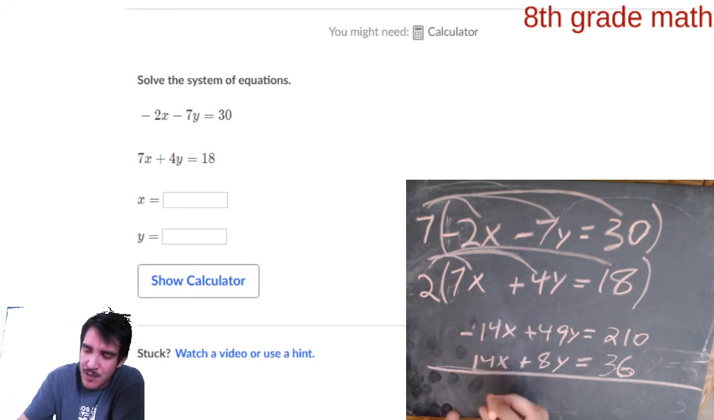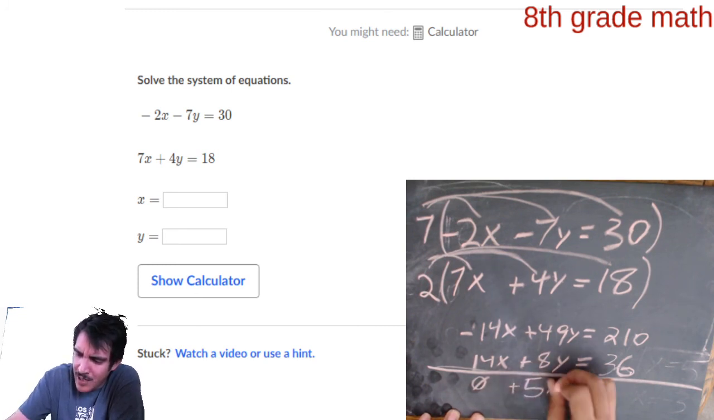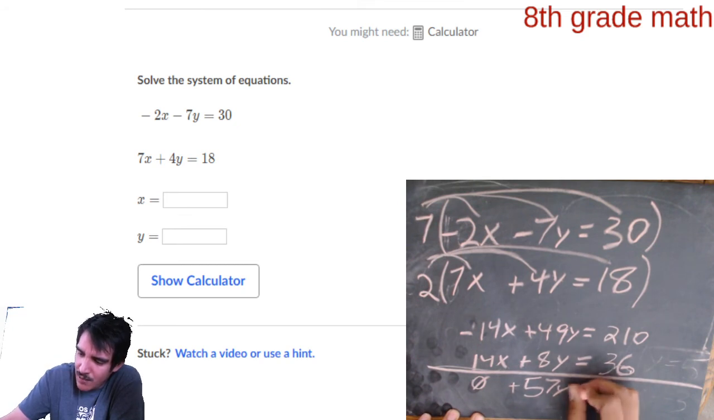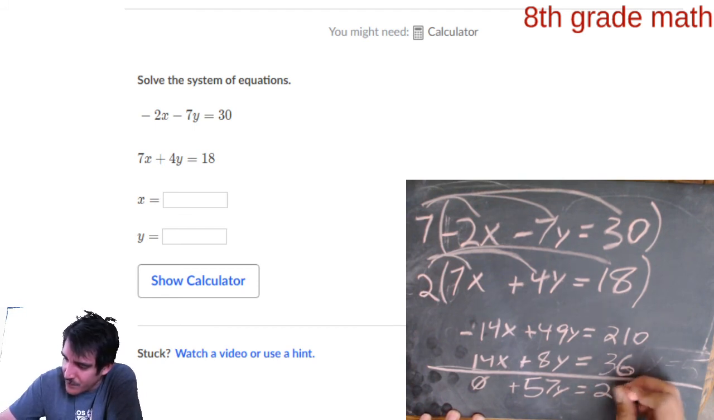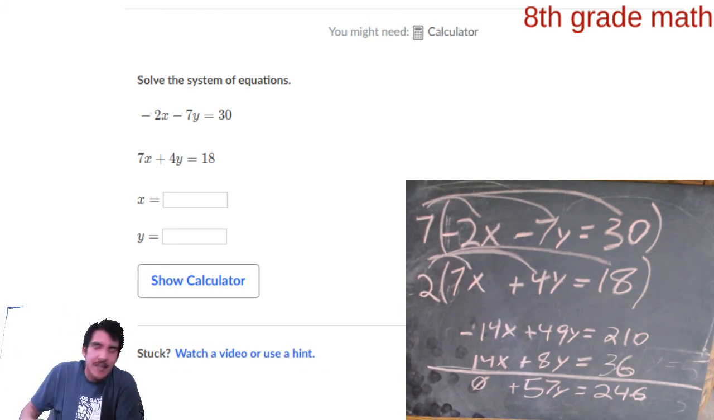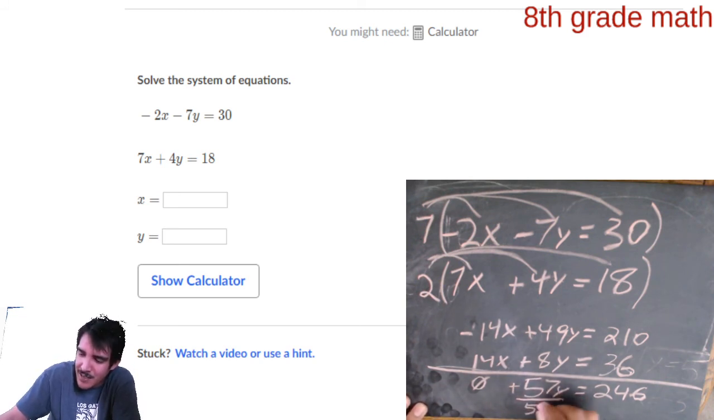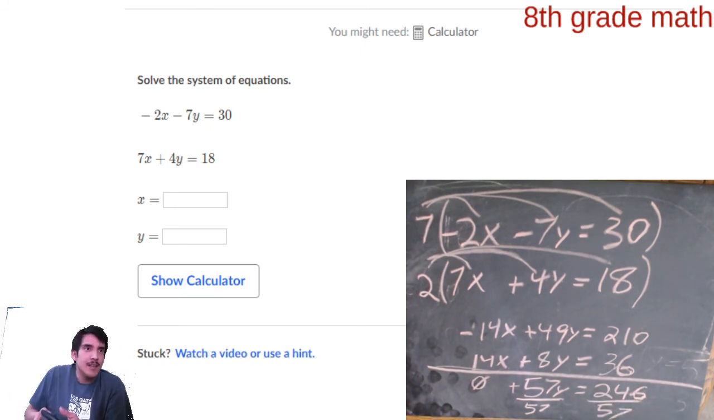So negative 14 plus 14x cancels out. 49y plus 8y equals, if I am correct, a positive 57y. Equals 210 plus 36, that's 246. So we have 57y equals 246. Even though the numbers are bigger than usual, just solve it the same way. How do you get rid of this times 57? You divide by 57, divide by 57, and I do believe that this will give us a whole number.